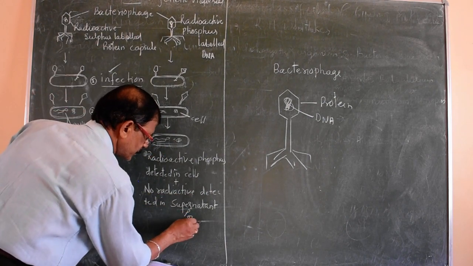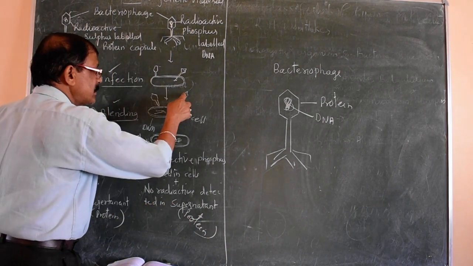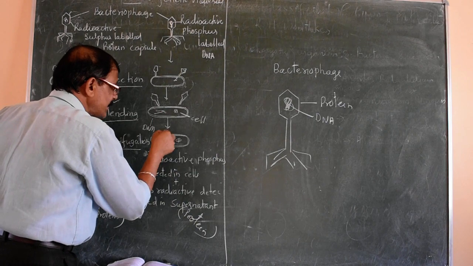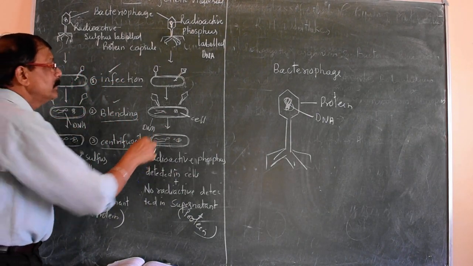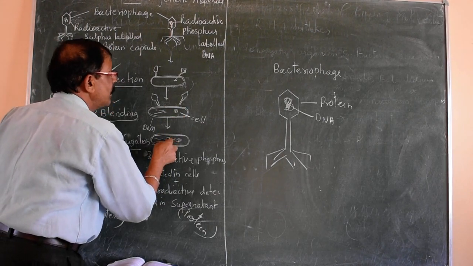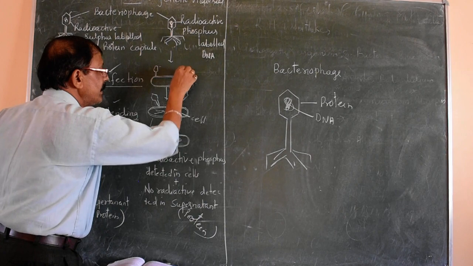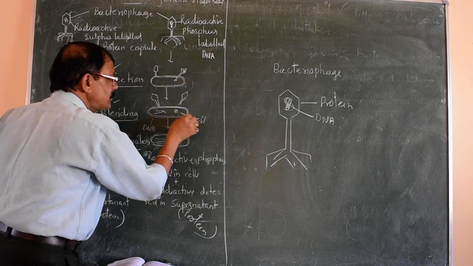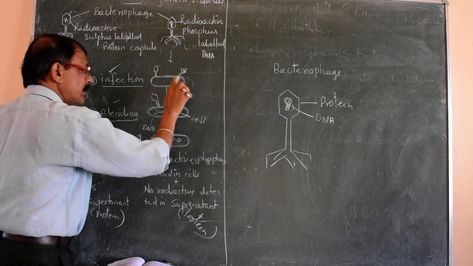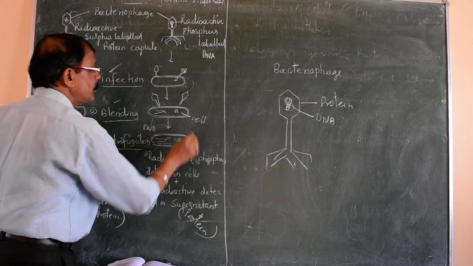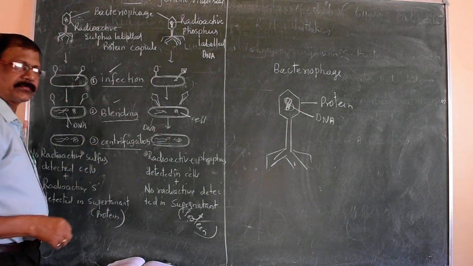Supernatant means protein. What exactly does that mean? This protein capsule did not enter the cells. Got it? This protein did not enter the cell, only the DNA did. The DNA that was inside came in, only DNA entered, the protein remained outside. Supernatant means protein remained outside only, but the DNA is transferred.